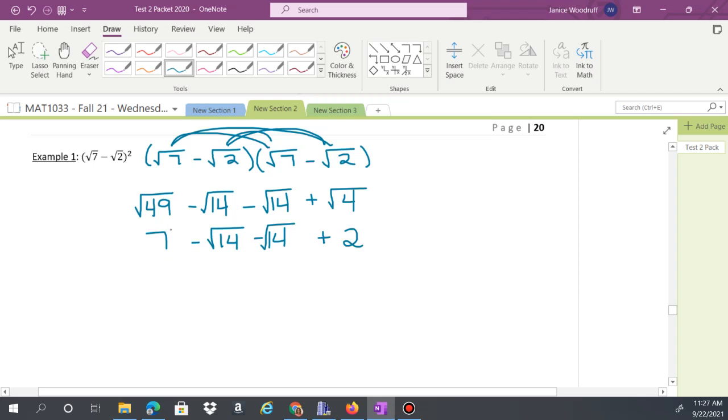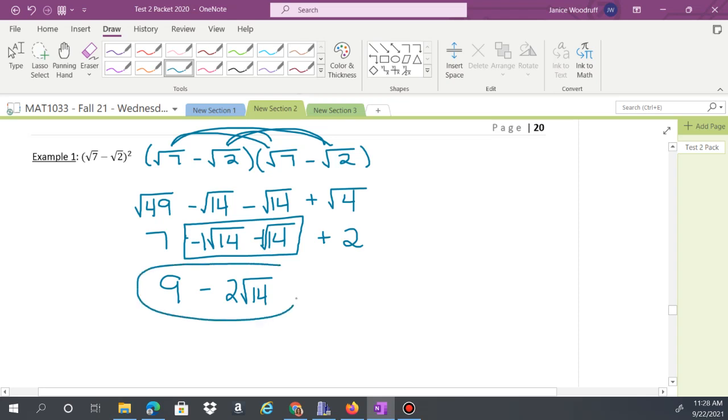Okay, so my like terms, I have 7 plus 2. That's going to give me 9. What about these? What's that going to give me? Good. Negative 2 square root of 14, because this is a negative 1 minus 1, which is negative 2. Can I simplify 14? Are there any perfect squares that go in? No. Okay, only perfect squares that are less than 14 are 4 and 9, neither of which go in evenly.